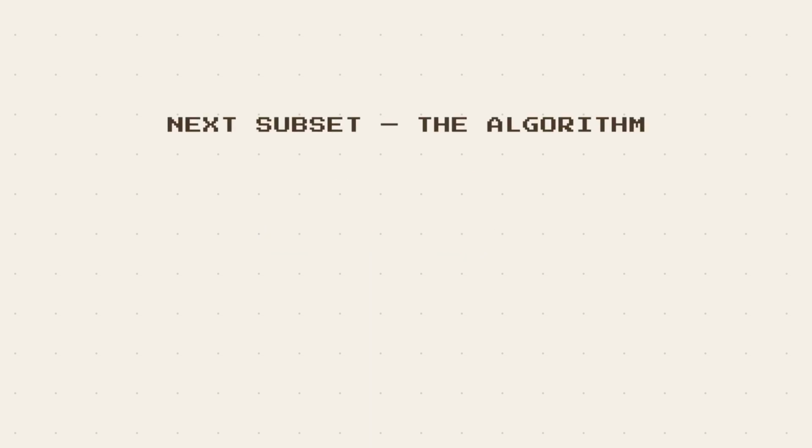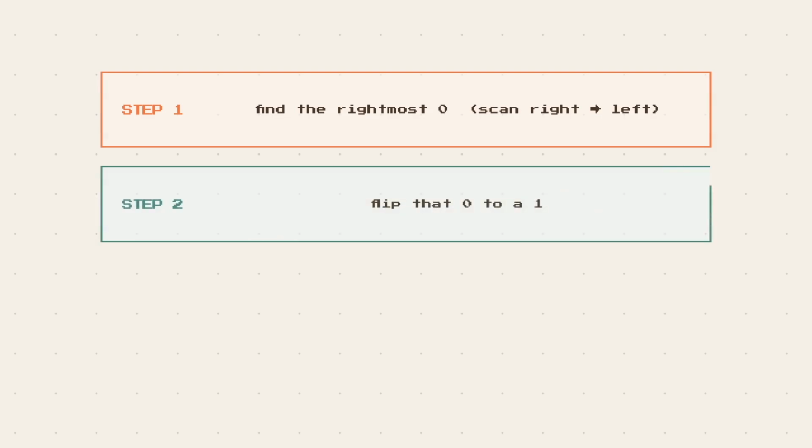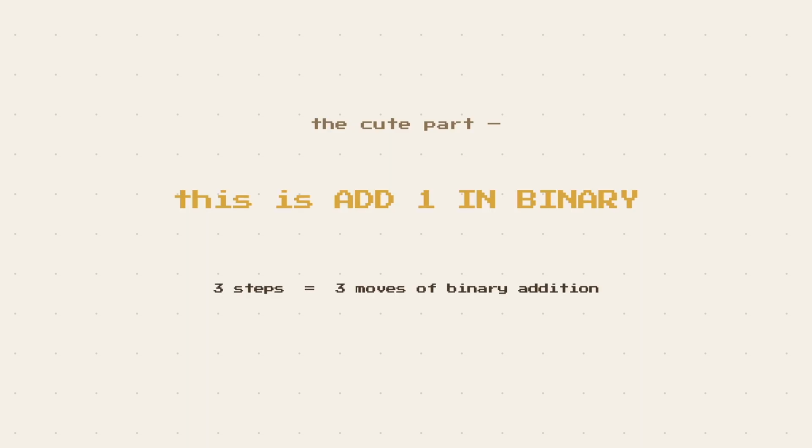Okay, so the next subset algorithm, let's just walk through it, right? It has three steps, just like the next permutation that we covered. Step one is find the rightmost zero, and we start by scanning from right to left. Step two is flip that zero to a one, and the final step is zero out everything after it. Now, here's the interesting part, right? This algorithm is exactly just adding one to a binary number. So the three steps, because binary addition has three moves.